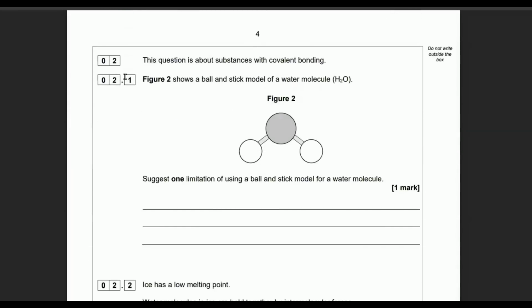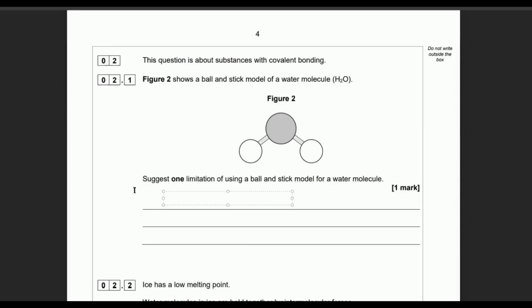Let's go. Question 2. This question is about substances with covalent bonding. Figure 2 shows a ball and stick model of the water molecule H2O. Suggest one limitation of using a ball and stick model for a water molecule. So if we use this ball and stick, what doesn't it really show? It doesn't really show what the bonding is. It doesn't show that they're 3-dimensional.